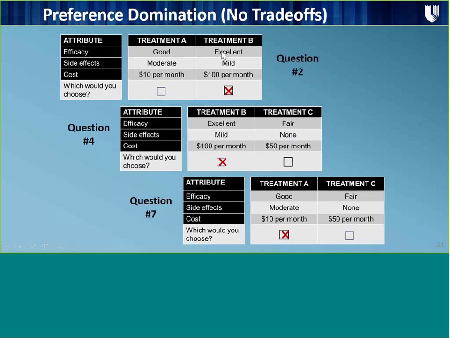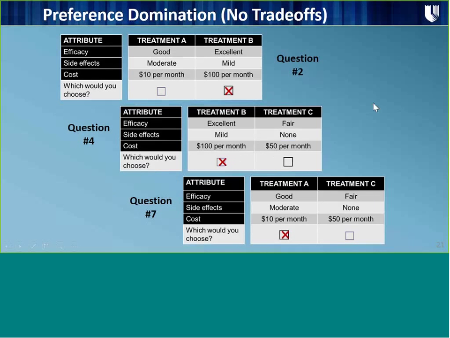So in the first one, the respondent picks excellent. In the second, he also picks excellent. And in the third, he picks good. And it turns out that pattern suggests that the respondent is paying no attention to the other attributes. They're just focusing on one attribute.